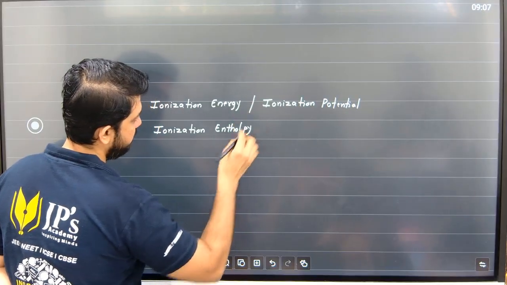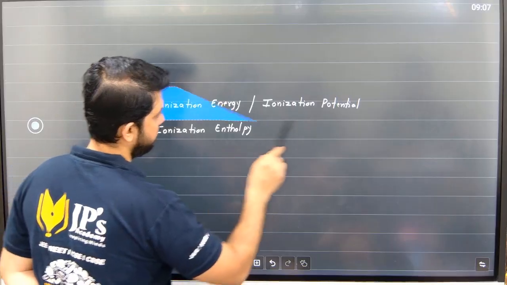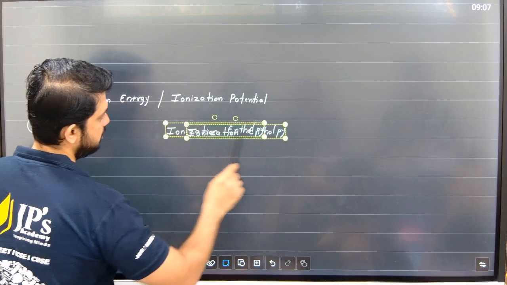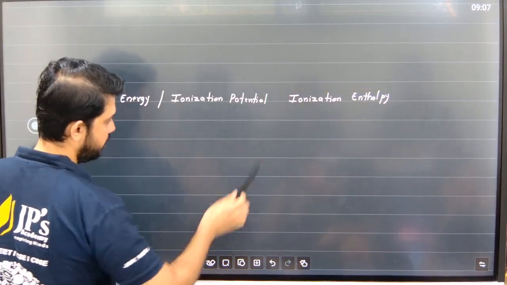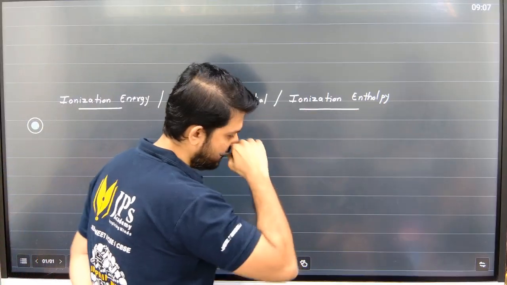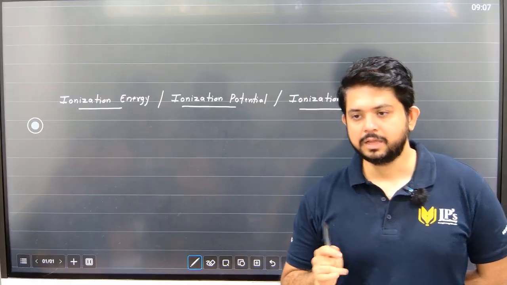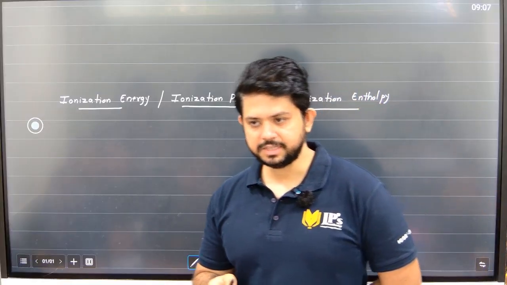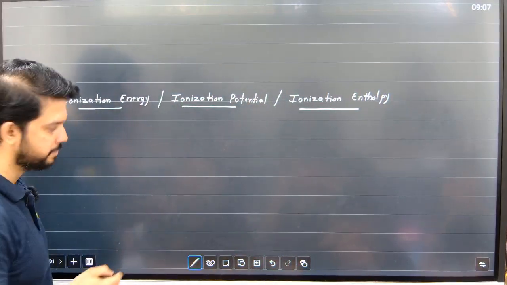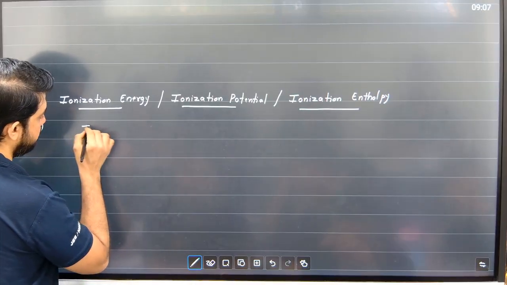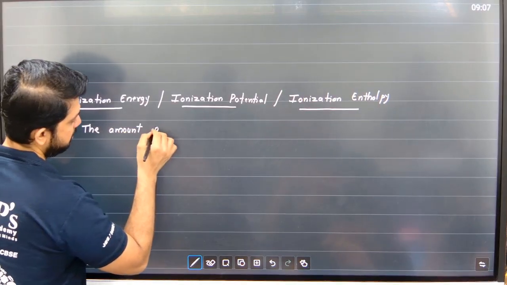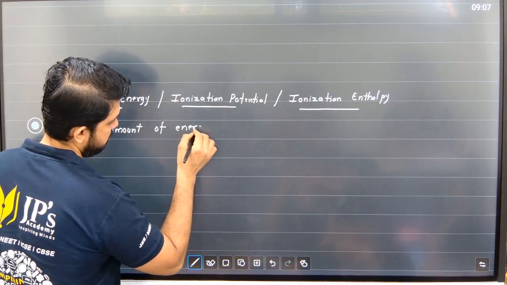There is a slight difference in meaning, that is why we have different nomenclature, but the basics are almost similar to what we have done till class 10th. I'll explain what the difference in meaning is. Can someone tell me what ionization energy was till 10th standard? Can someone define ionization energy for me? Amount of energy required to remove an electron from the outermost shell.